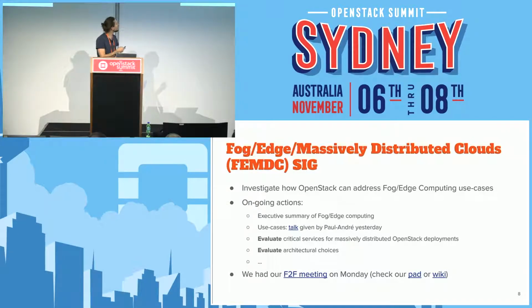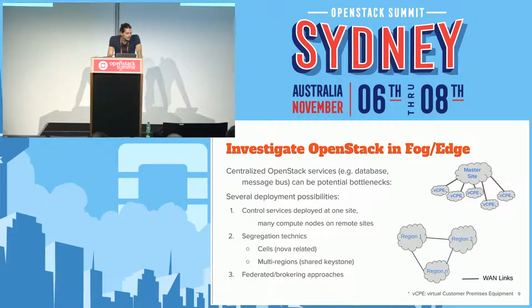But as you can see, evaluation is a critical thing for us in order to understand bottlenecks and to validate the architectural choices around Fog computing, around OpenStack in the Fog computing context. Indeed, since OpenStack relies on a set of critical services like the database and the message bus, which are centralized, it can be a bottleneck for the special case of Fog computing.